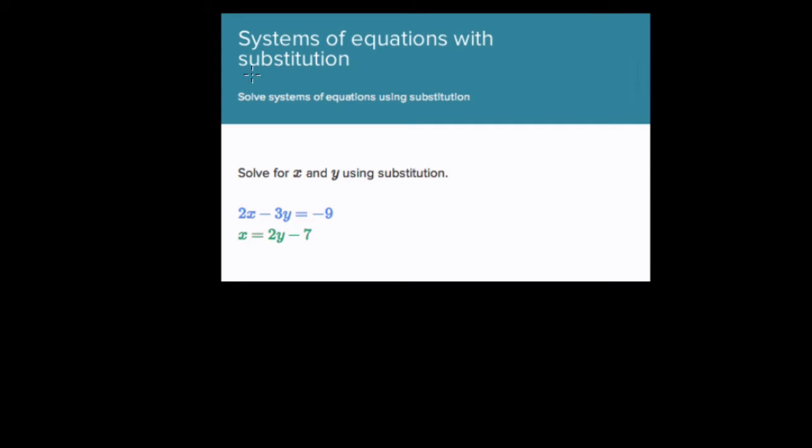The basic idea of substitution is that you can take one equation, plug it into the other, and thus solve for two variables. So let's say you've got this one right here, which just says 2x minus 3y equals negative 9. The other equation says that x is also equal to 2y minus 7. That means x equals 2y minus 7.